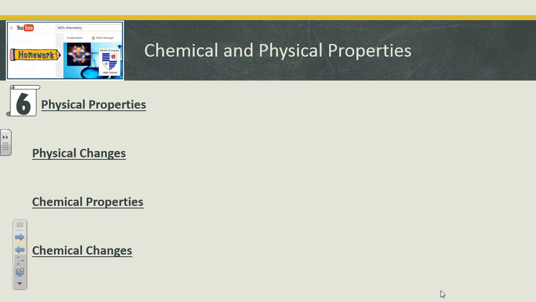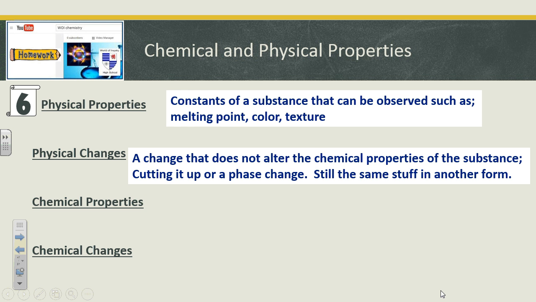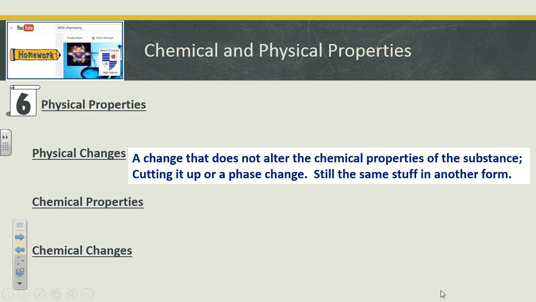So here we go. Physical properties are specifically the constants of a substance that I can observe, such as melting point, color, texture. These are physical properties. And physical changes are changes that do not alter the chemical properties of that substance, like cutting it up or melting water. It's still water at the end of the day if I melt it or if I freeze it. So the stuff is still the same, just in another form.